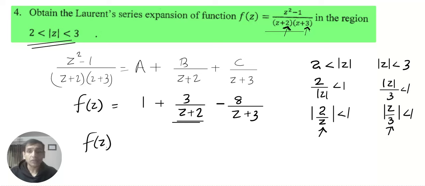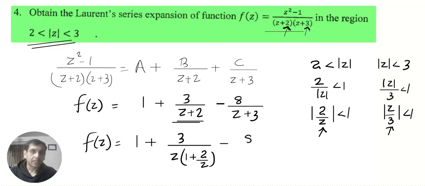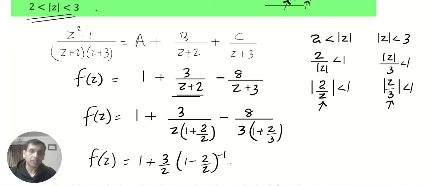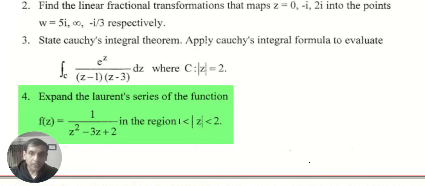So one more step and we are ready to write the last answer. So z goes outside, 1 plus 2 by z minus 8 divided by 3 goes outside. So 1 plus z by 3 and we get f of z equal to 1 plus 3 by z into 1 minus 2 by z the whole power minus 1 minus 8 by 3 into 1 plus z by 3 the whole power minus 1. Now you can expand it. Okay, now let's go for another question paper.